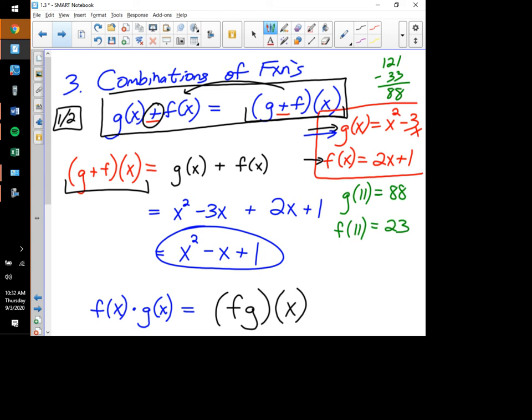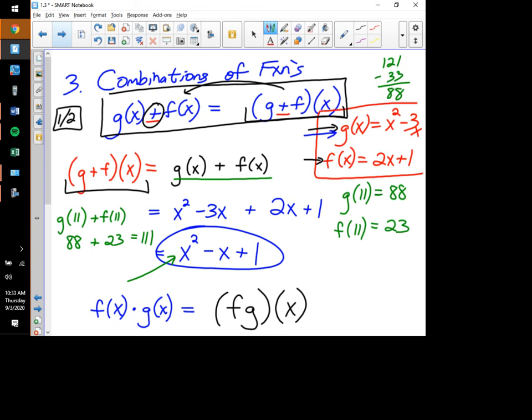Okay, so if I were going to ask you guys, looking right here, what is the value of g of 11 plus f of 11? Well, right now this isn't real hard because we've already done the work. g of 11 we found was 88, f of 11 was 23, and if we put those two together right there, we're going to get 111. That's kind of cool, I didn't realize that, for our answer. But the other thing to consider is what is the purpose of this? The answer to our question, g plus f of x, was x squared minus x plus 1.